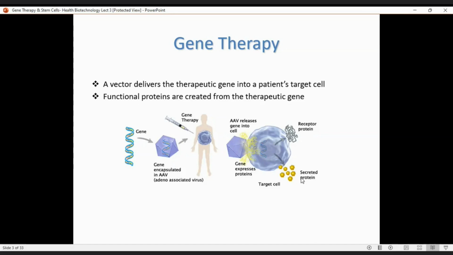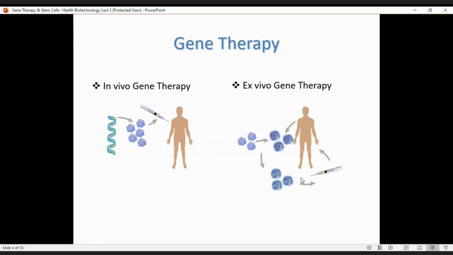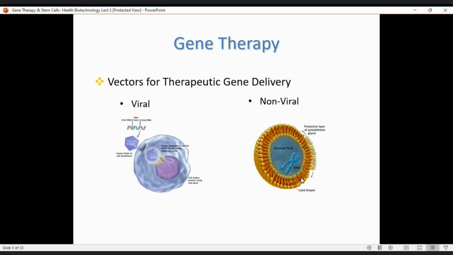In viral vectors, as the name indicates, we depend on viruses. We use the virus as a vector, and mostly adenoviruses are used. And on a non-viral basis, we use liposomes. These are also used as a vector to deliver the genes.